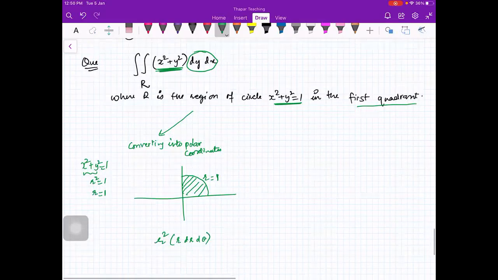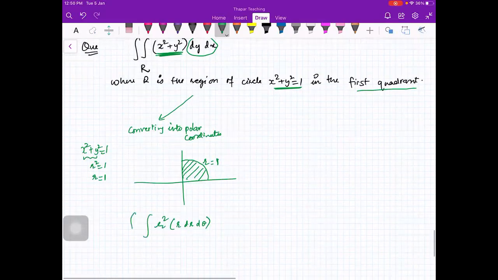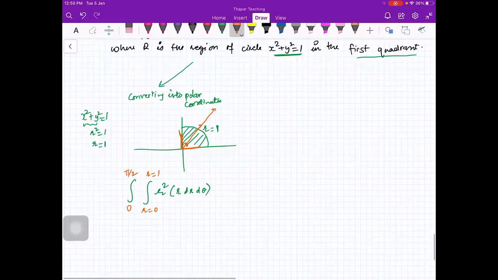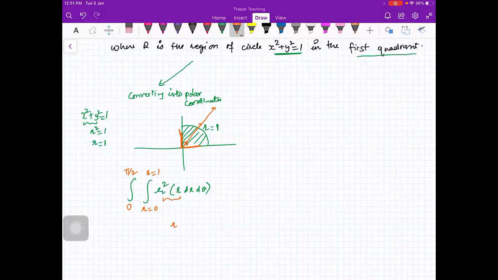And your limits of integration: if you draw a ray, your entry point is R equal to 0 and exit point is R equal to 1. So R is from 0 to 1 and theta is from 0 to pi by 2. So it is very easy to integrate. You have R cube, which gives R to the 4 by 4, from 0 to 1. Then with respect to d theta, this is 1 by 4 into pi by 2, which is pi by 8. Understood?